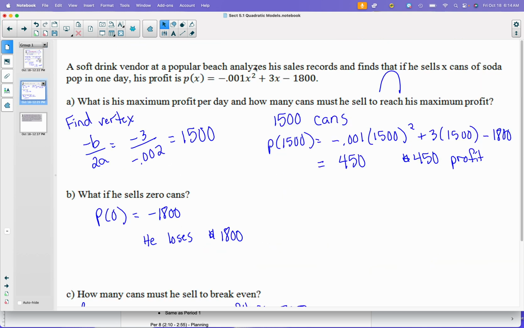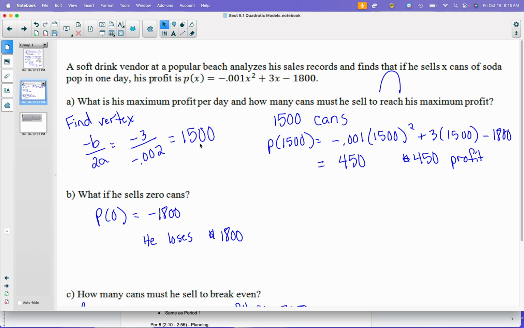The next problem: a soft drink vendor at a popular beach analyzes his sales records and finds that if he sells X cans of soda pop in one day, it gives his profit. So profit is how much he makes after his expenses. So again, it's an upside down parabola, a parabola that opens down. So when it asks for the maximum profit per day, that's going to occur at the vertex. So you have to find the vertex.